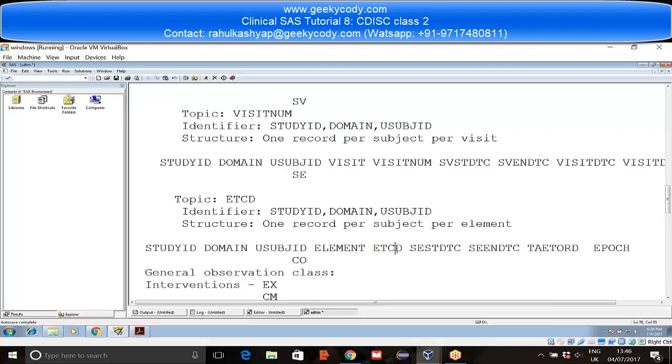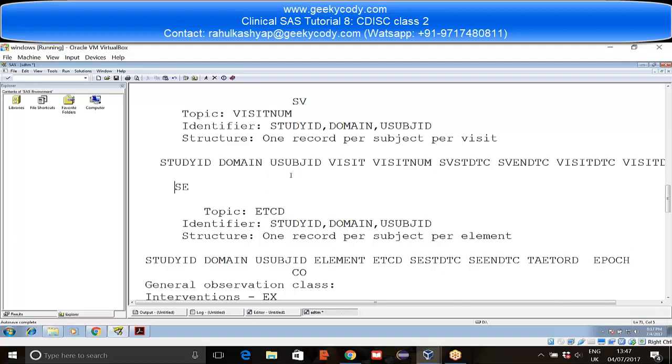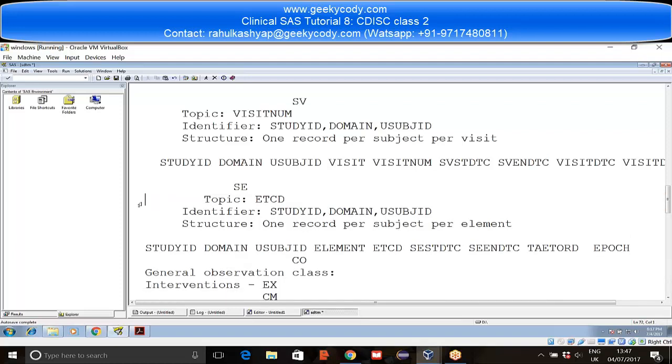Suppose there are 3 elements. For each element, the subject should have only one record. Screening: if he attended screening, only one record should be there. They should not take 2 records for screening. By this simple structure, we can say how many records will be there for each subject. This structure is very important. Suppose they have given you the SE domain, and if you observe 2 or multiple records per single element, then you can identify it as an error.